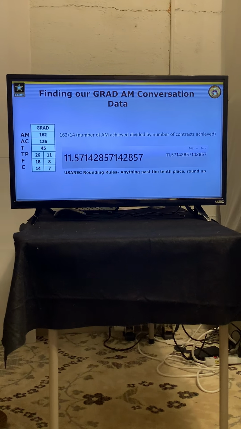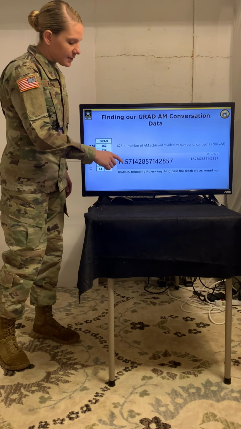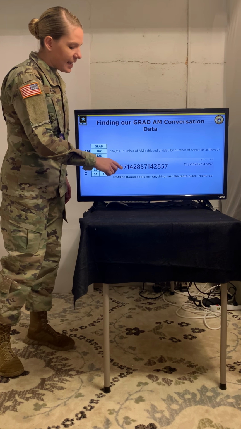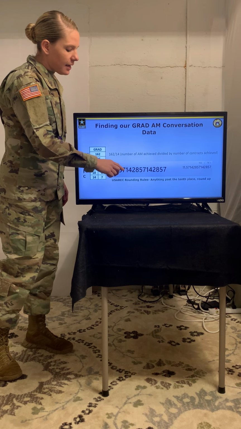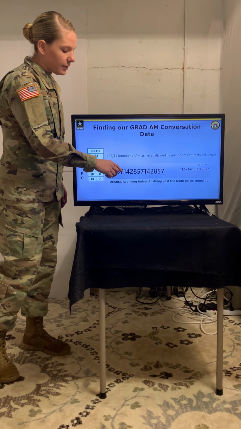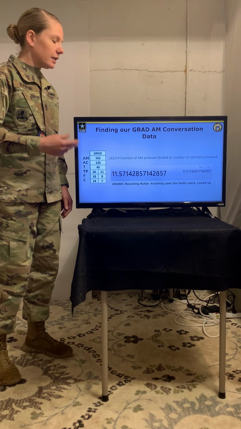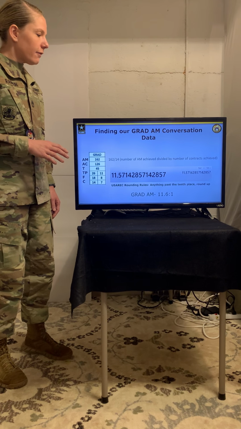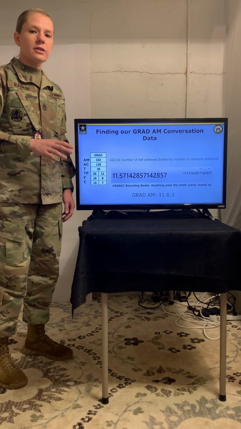When it comes to rounding with your conversion data, you need to focus on the decimal point. We always round our number here to the tenths place. If there's any number after this tenths place, this number is going to round up. Here we have a 7 in our hundredths place, so that's going to make this tenths place round up to 11.6. So when it comes to finding our conversion data for our grad appointment makes, our answer is going to be 11.6 to the ratio of 1.